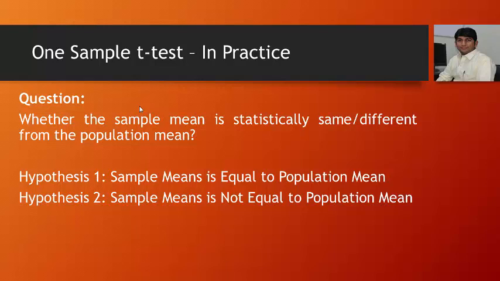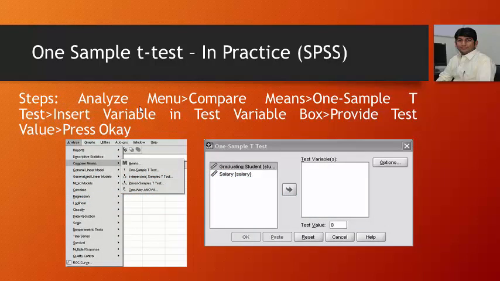First, the sample mean is equal to the population mean, and second, the sample mean is not equal to the population mean. While we are going to carry out the one sample t-test in SPSS, we will go through the following steps: Analyze menu, Compare Means, One Sample T-Test, insert the variable in the test variable box, provide the test value and press OK. You will get the desired result.